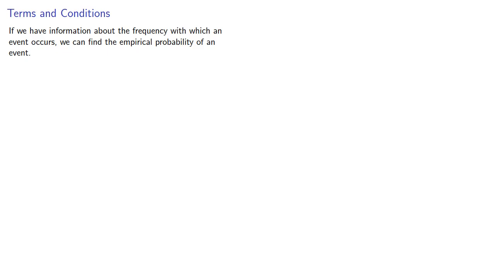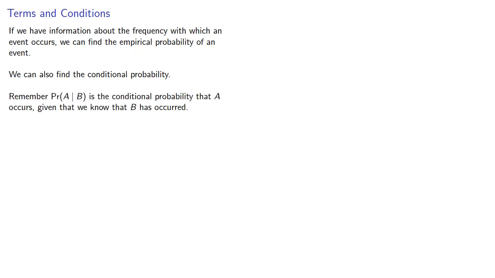If we have the information about the frequency with which an event occurs, we can find the empirical probability of an event. We can also find the conditional probability. Remember, the probability of A given B is the conditional probability that A occurs given that we know that B has occurred. This means we can look for the frequency A occurs only among the times B has occurred.